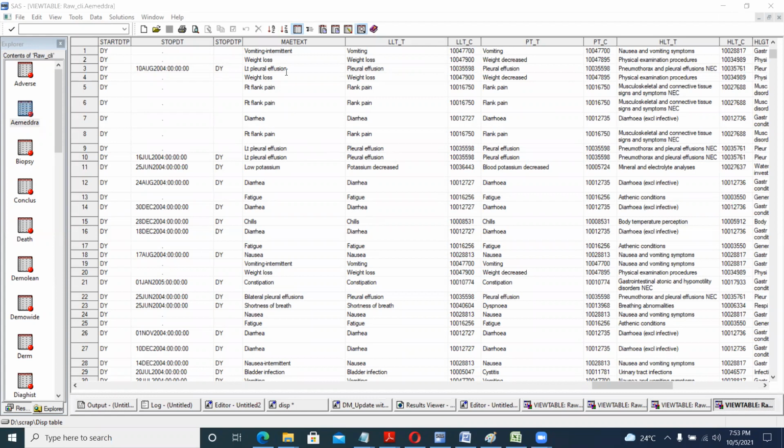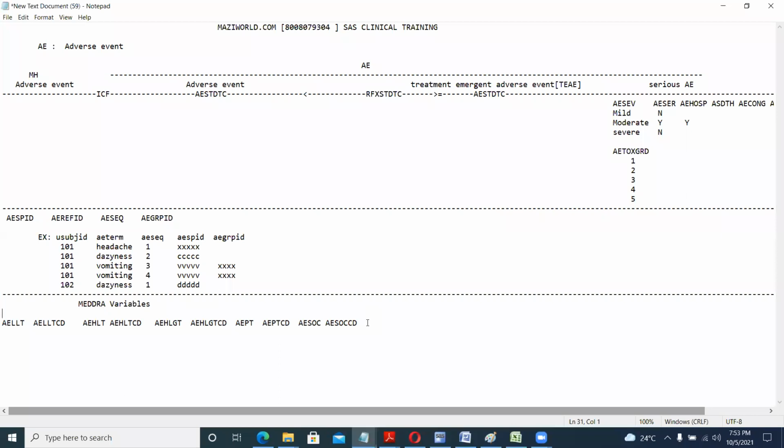Got it? Now, at least you understood 30% of the data. Apart from this, we need to understand some more data. Let's see the data again. The next one is another scenario. There are two more variables which are very, very important: AESTDTC, which is adverse event started, and AEENDTC, which is adverse event ended.